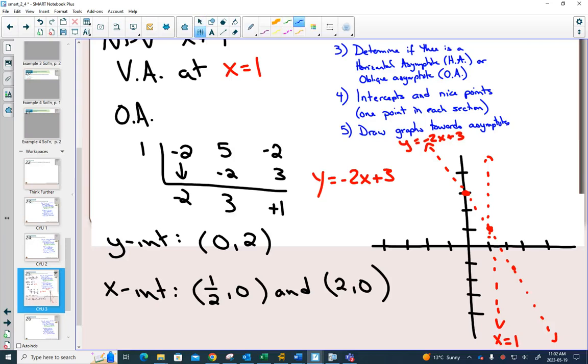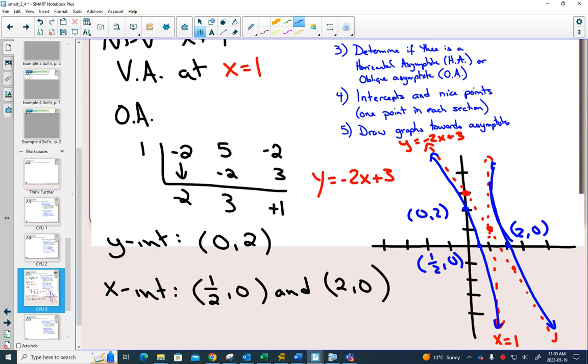Label all of our intercepts. So we have 0, 2. 1/2, 0. And 2, 0. So in this section where we have 2 points, we can draw our graph towards the asymptotes. And something that's sometimes confusing is that you're wondering if you have enough points in all of the sections. You do, because it's only a vertical asymptote that separates your domain into 2 sections. So we had 2 points when x was less than 1. We do have a point when x is bigger than 1. So we have enough information to draw that towards the asymptotes. No extra points are needed.